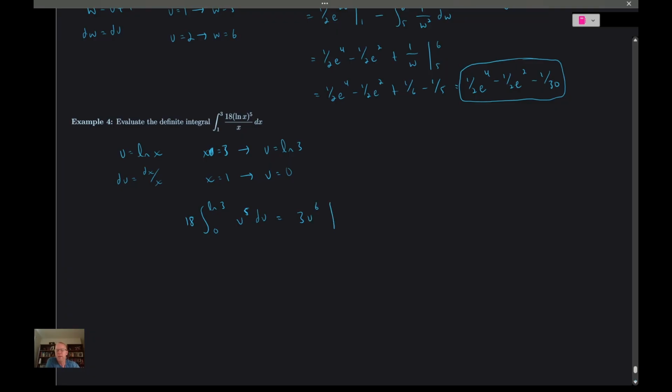Don't need the c. I guess I didn't mention that as we were starting to work these. But when you do a definite integral, you don't need to put the c. And I can show you why. It actually doesn't matter if you do it, but you don't need to because it doesn't change anything. So now we plug in 0. This will obviously be 0, so we don't even need to worry about that. Let's just put ln of 3 to the 6th.